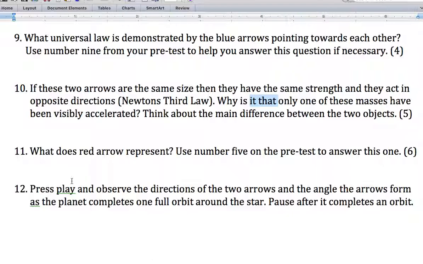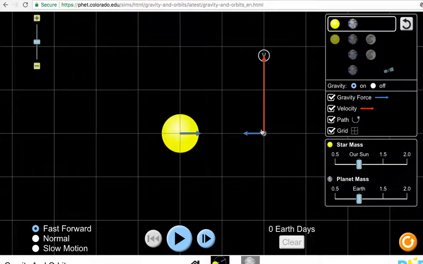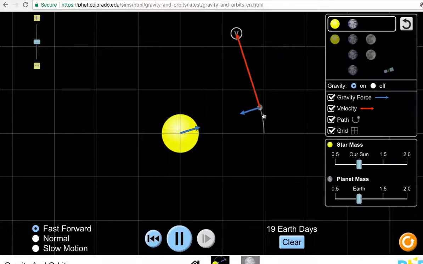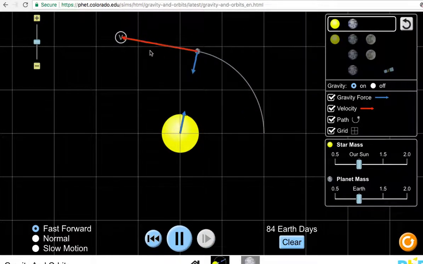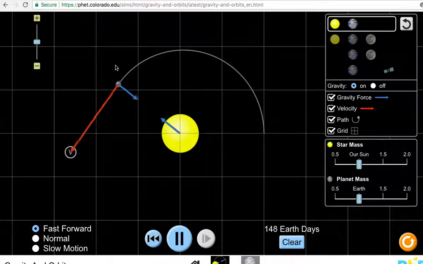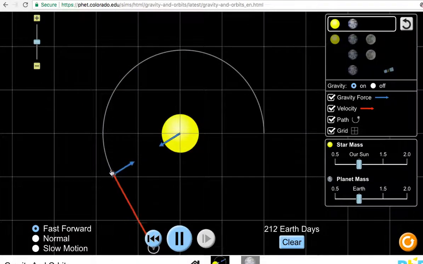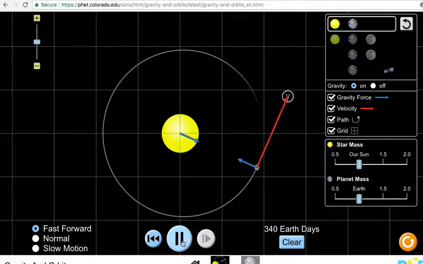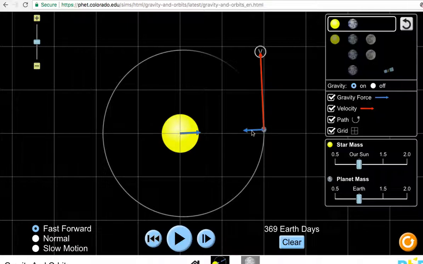So we want to press play and observe the direction of the two arrows and the angle the arrows form as the planet completes one full orbit around the star. We're talking about the two arrows pointing away from the Earth. So we have the tangential velocity pointing in the direction of the Earth's inertia, because remember, inertia makes things not want to change direction. So this is like the inertial direction, and the gravitational direction.